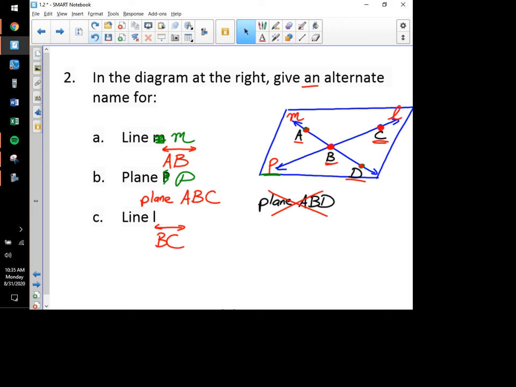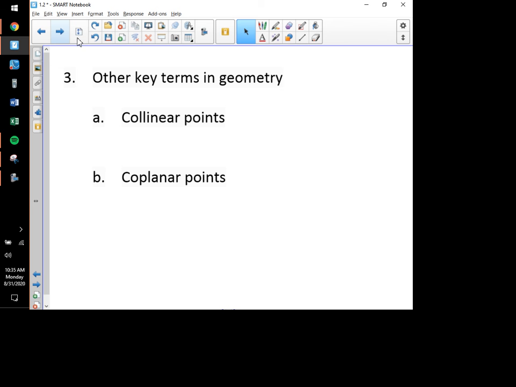So that's a lot of what we're doing here in 1.2, just learning about how naming figures is going to work out. Okay, a couple of key terms in geometry that we need to get definitions down for, and let's get working on this. Now, unfortunately, guys, I broke one of my own rules here. I've already been using a term in this section that we haven't formally defined yet.